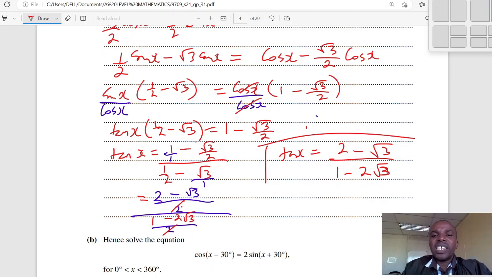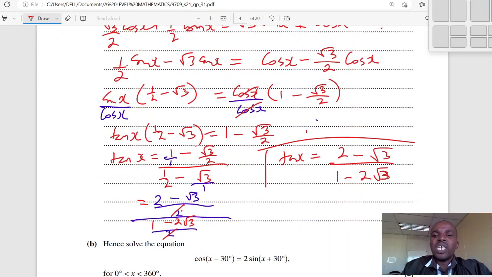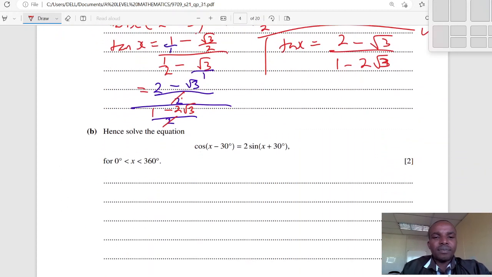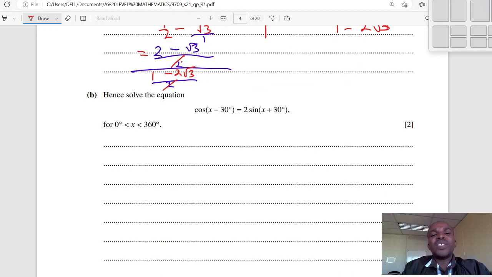All right, let me check. Is it the one that we're supposed to find? Yes, that's correct: 2 minus root 3 over 1 minus 2 root 3. So in this case, shown. Done. Then part B: solve the equation for x between 0 and 360.